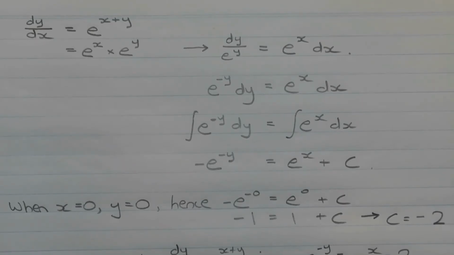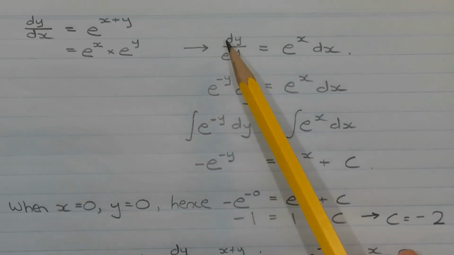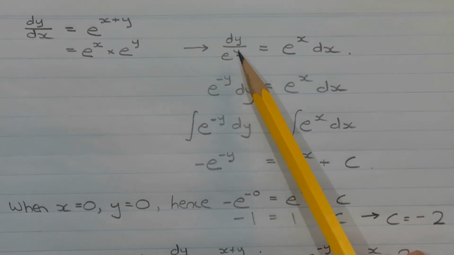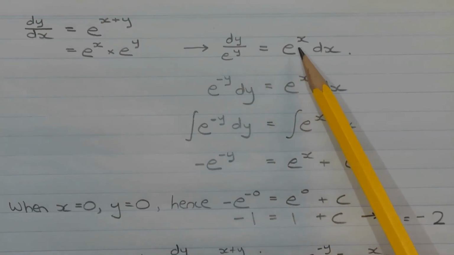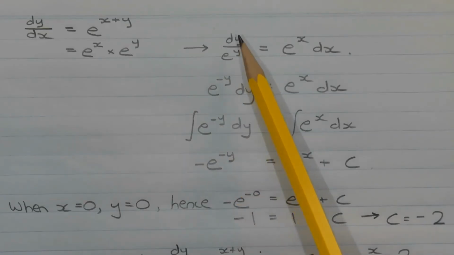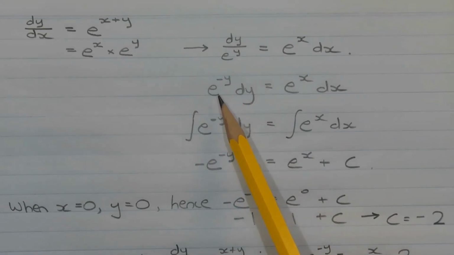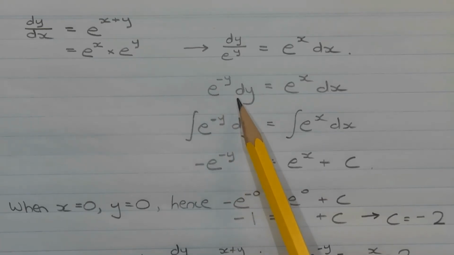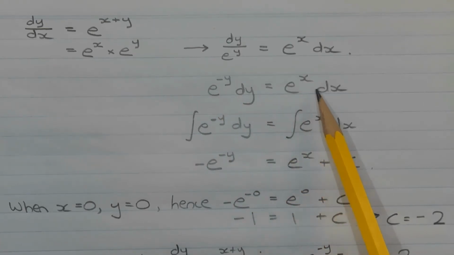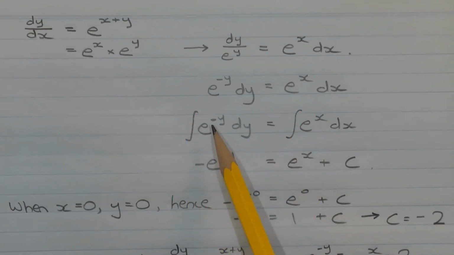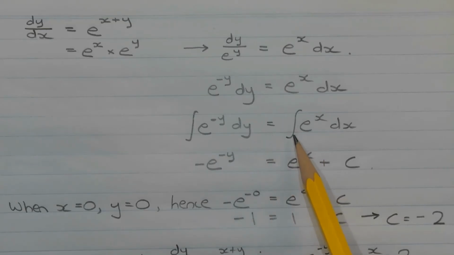Now applying separation of variables, we have dy over e^y is equal to e^x dx. Now dy over e^y can be expressed using negative indices. So we have e^(-y) dy is equal to e^x dx. Integrating both sides of this equation, we have the integral of e^(-y) dy is equal to the integral of e^x dx.